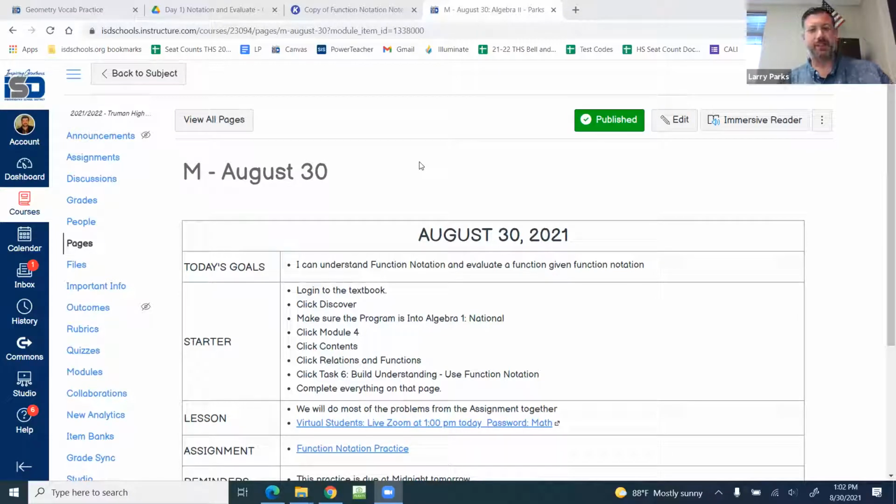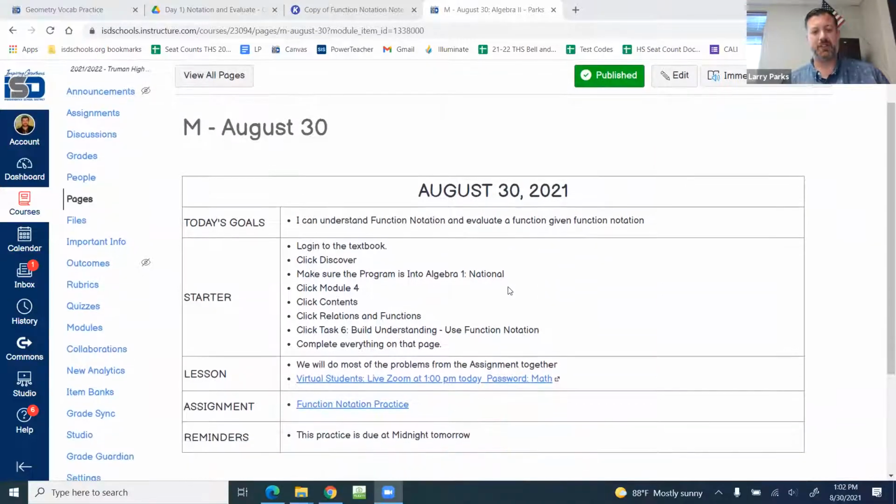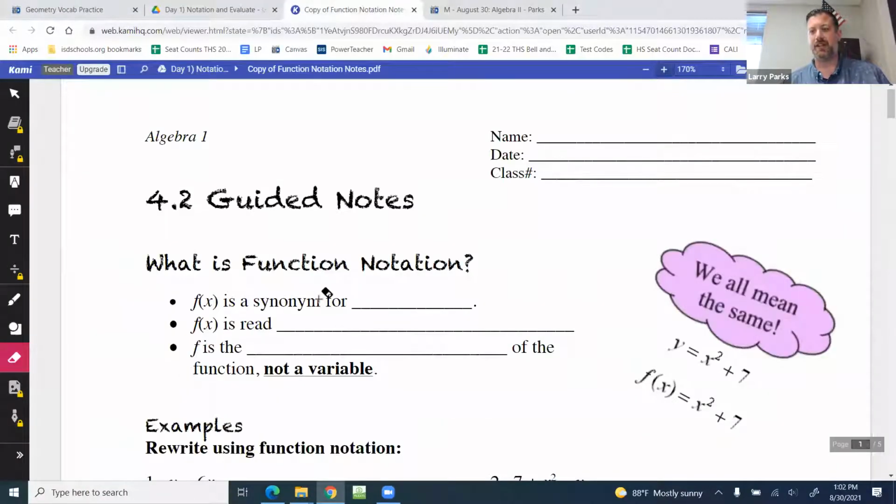So good morning. Today, or I guess it's afternoon, we're going to understand function notation and how to evaluate a function given function notation. So what I need everyone to do is to go down here to the practice. This practice will be due tomorrow, so we have 2 days to work on this. And you're going to open it up. I'm going to open it up with Cami. I already have mine open. So here it is. This is what you should have.